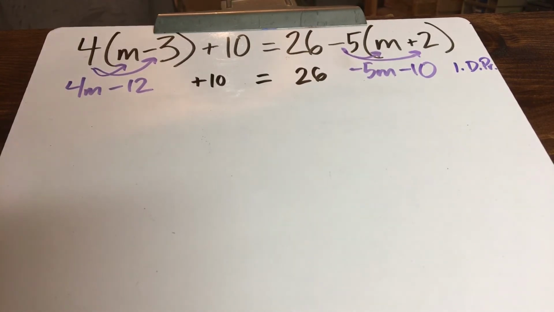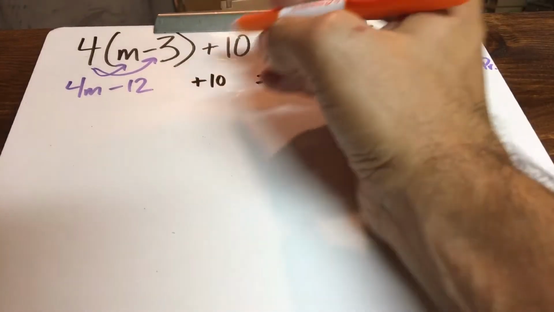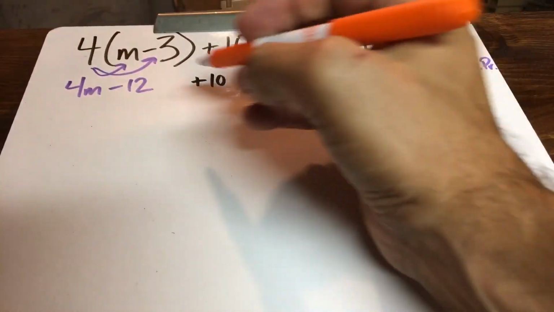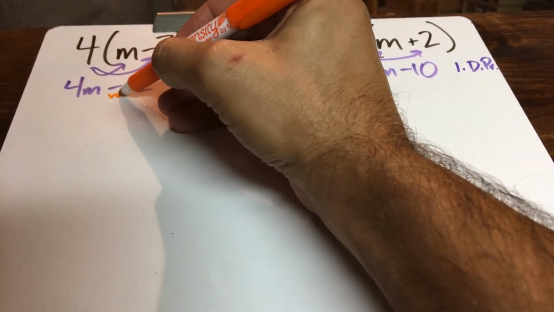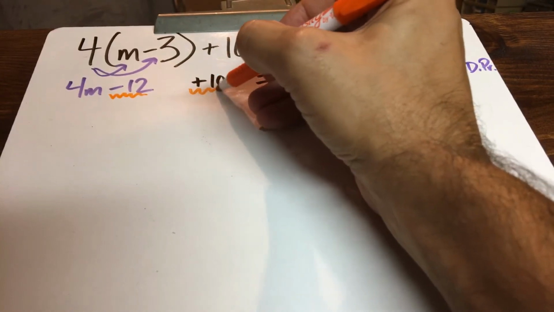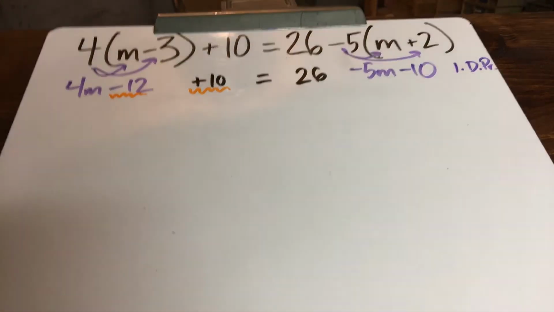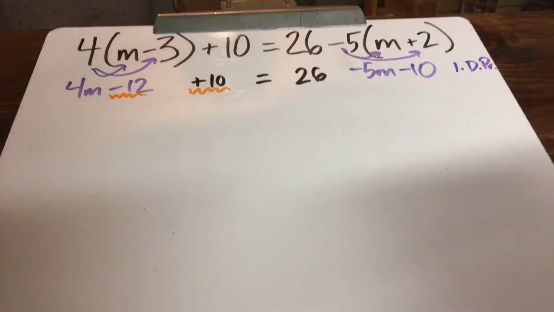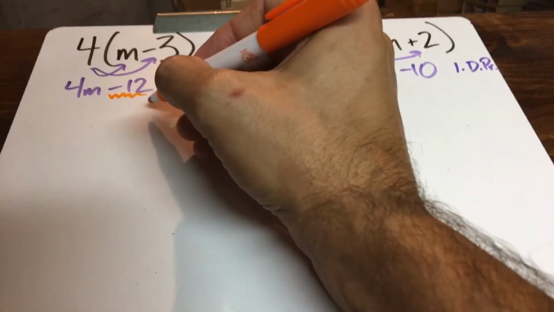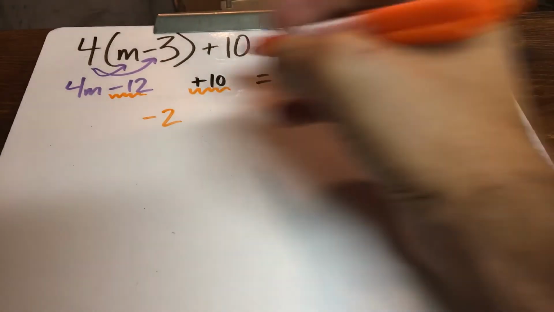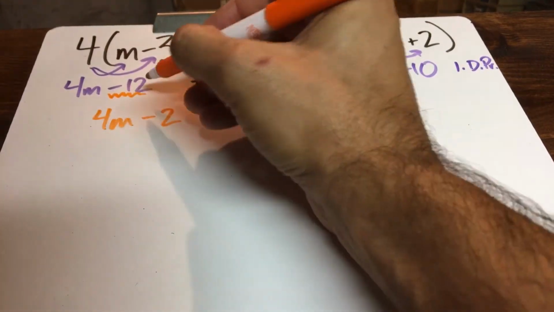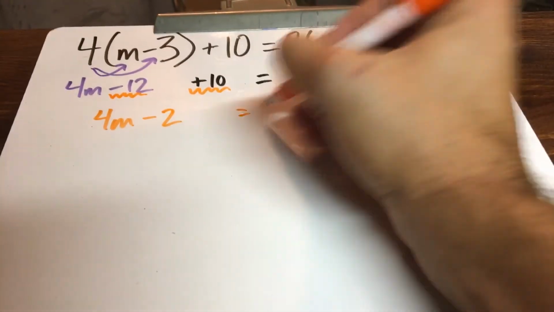Now I want to combine like terms. Look on the left-hand side of my equal sign here. I'm only looking on the left-hand side. I've got an m. I've got a regular number, negative 12. I've got a regular number, positive 10. Those two that I just underlined are both constants. I can combine those. I know what negative 12 plus 10 is. That is negative 2. So this is really 4m minus 2.